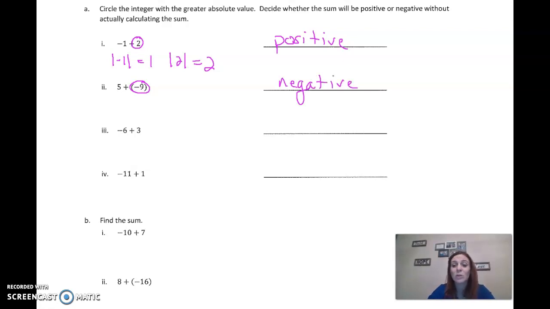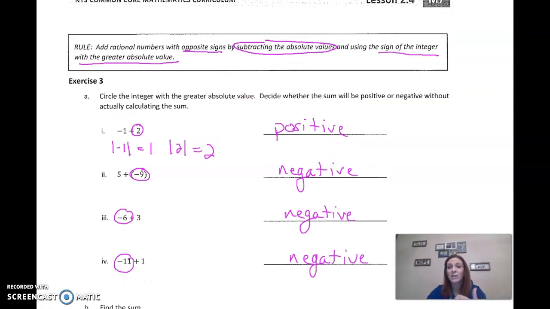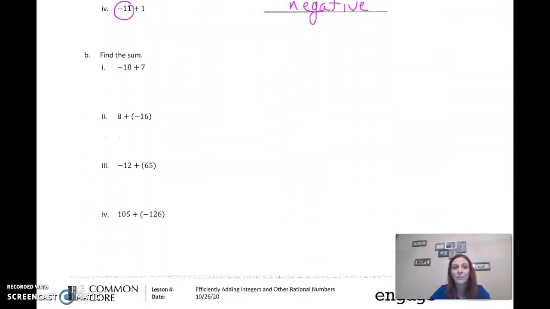Negative 6 and 3. Which one's farther away from 0? Negative 6. So what will our solution be? Negative. Hopefully you're starting to get the hint here. Negative 11 and 1. Negative 11 is farther away from 0, greater absolute value. Solution will be negative. Now, we're going to use this idea along with subtracting their absolute values to figure out how to do it without a number line.